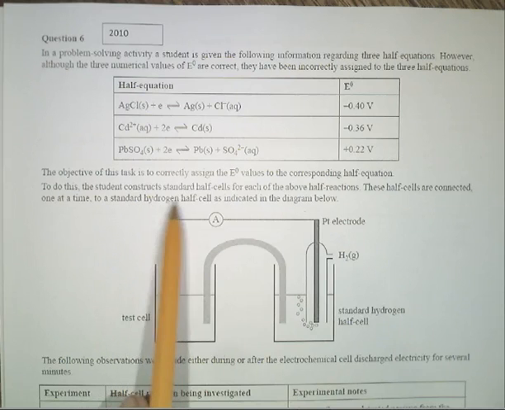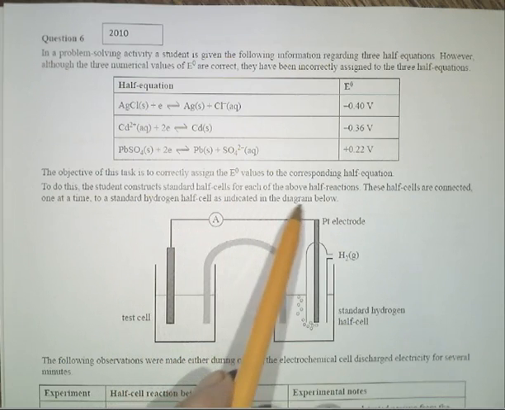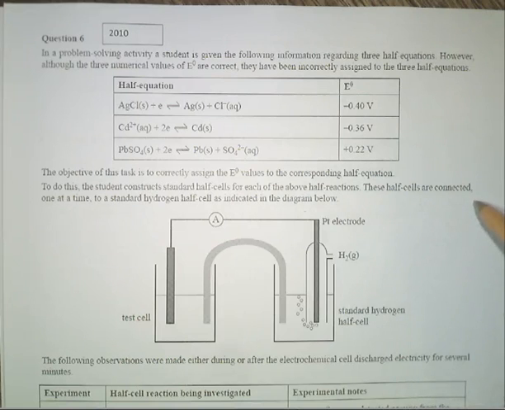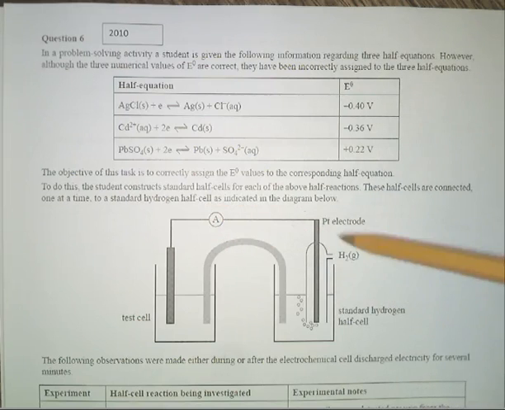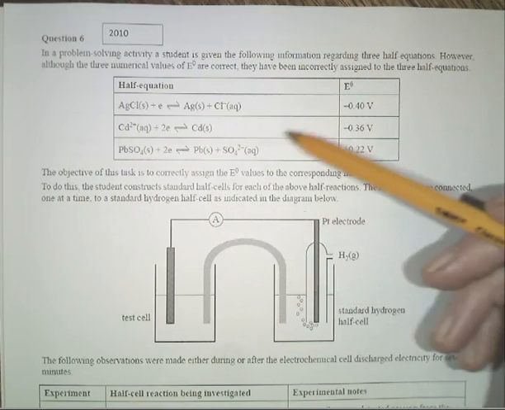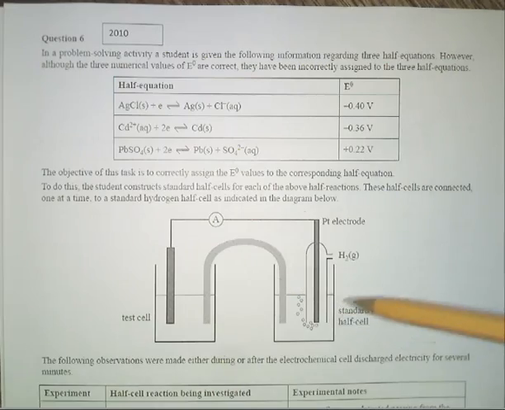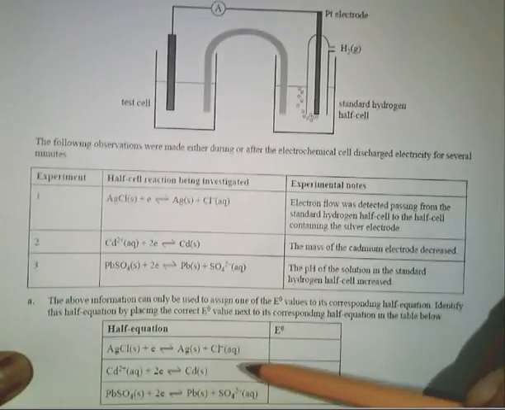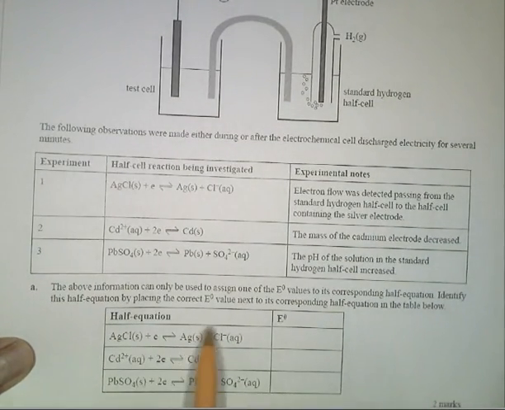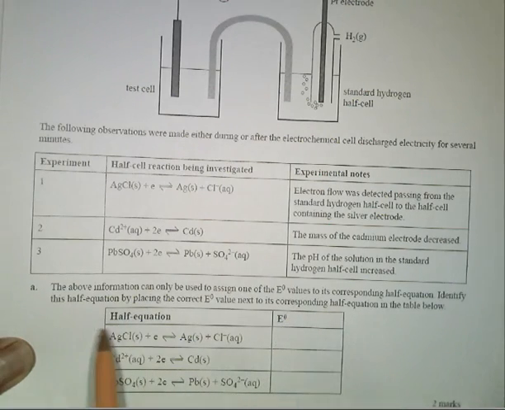To do this, the student constructs a standard half cell for each of the half reactions. These half cells are connected one at a time to a standard hydrogen half cell. Okay, so each one of these is connected to the hydrogen half cell, and then the results of that are down here. The above information can only be used to assign one of the E0 values to its corresponding half equation. Identify this half equation by placing the correct E0 value next to its corresponding half equation. So only one of these.